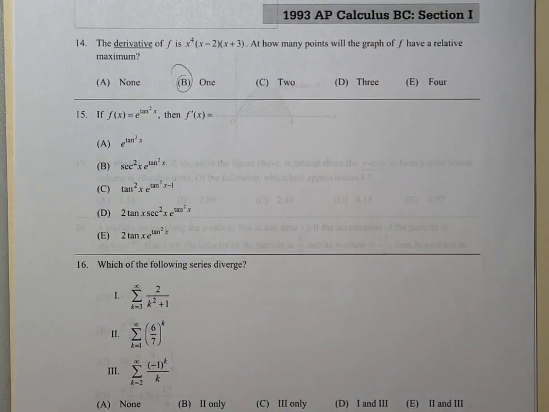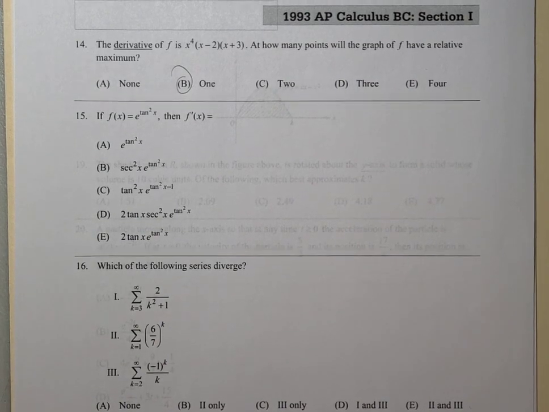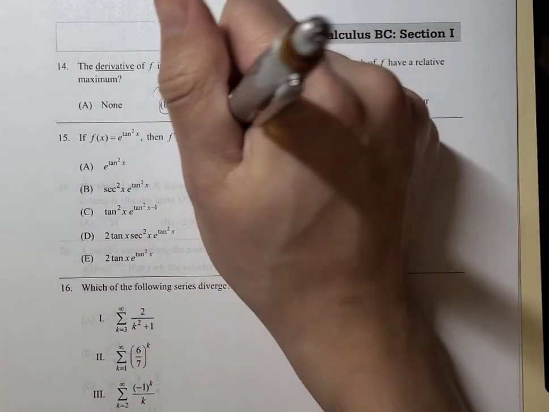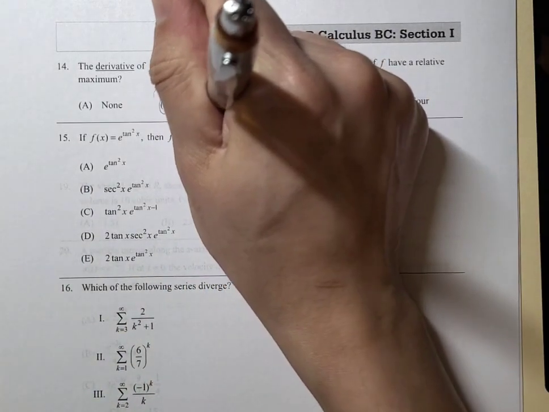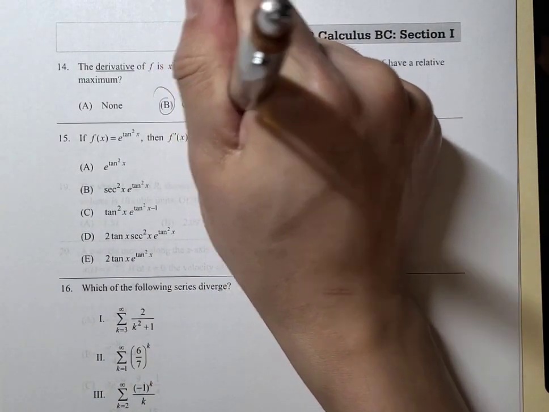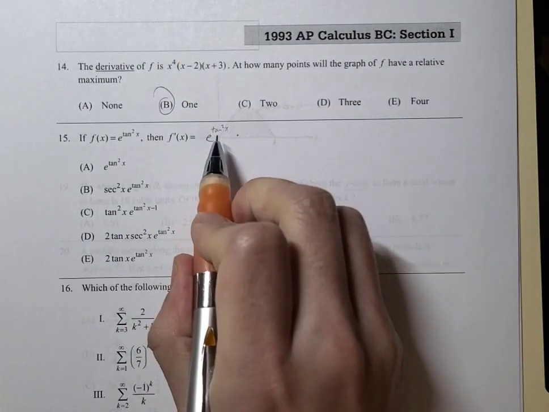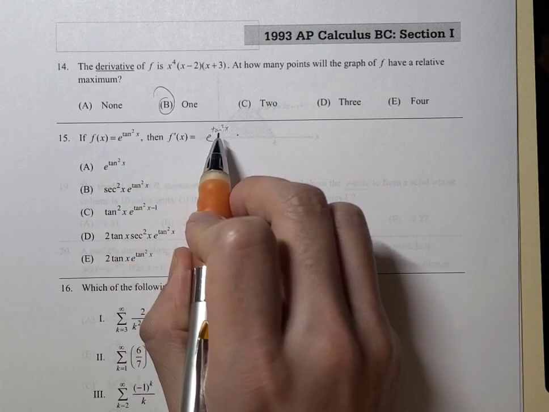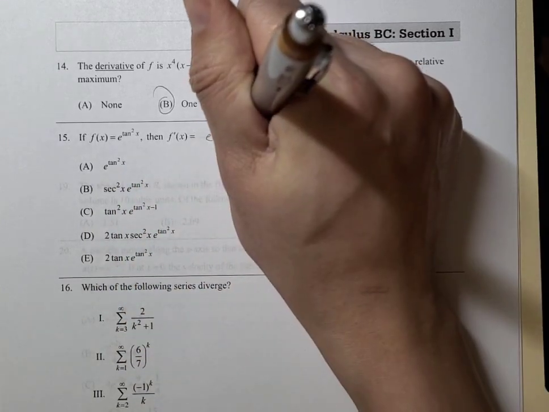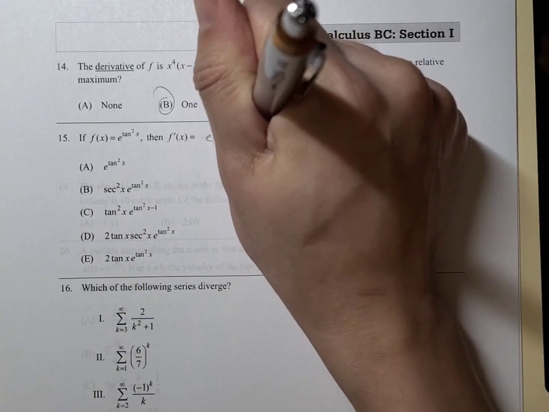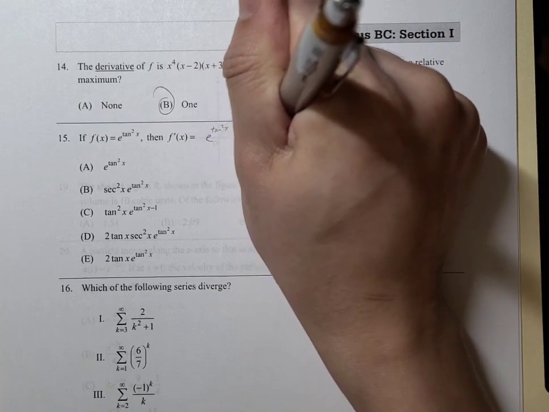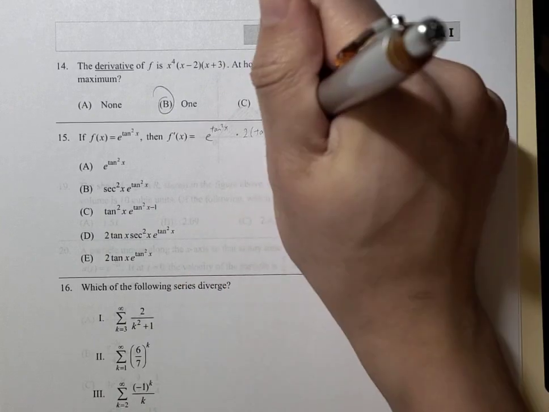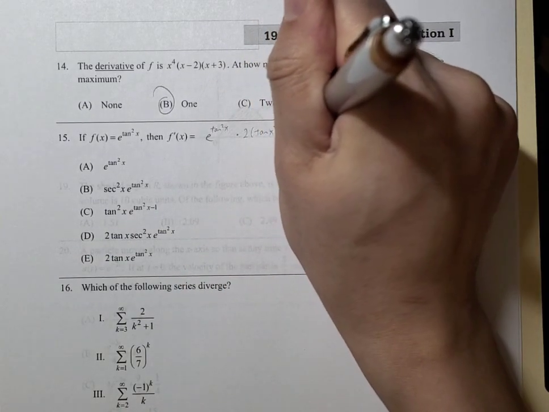F of x is e to tangent squared x. F prime is, okay, so this is just chain rule. Derivative of e is e. Okay? Derivative of tangent squared, this is chain rule because we have to go outside in. Derivative of tangent squared is just 2 times tangent x to the first power. And then times derivative of tangent, which is secant squared.